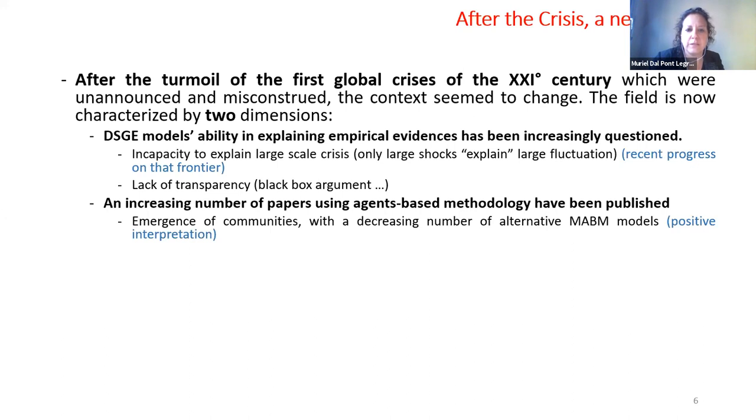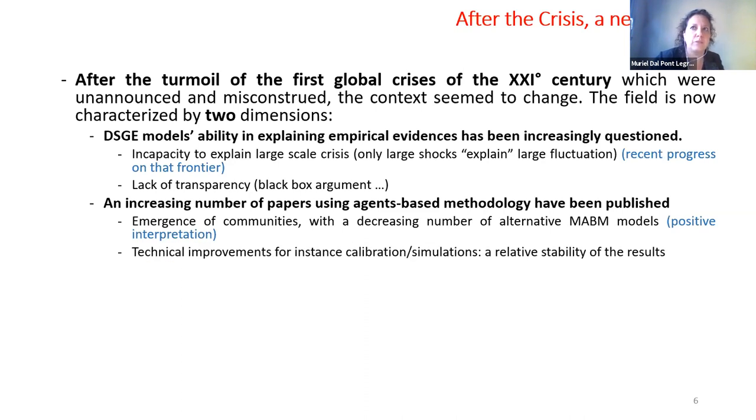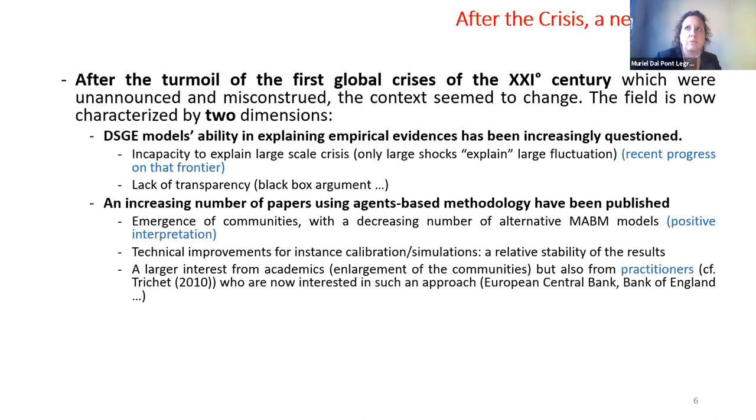And with the emergence of communities, we have a decreasing number of alternative competing models inside the group of macro agent-based. This is seen as a positive impact, because the fewer models you have, the more you can build on them, and then you have a core model and not a large variety, which led some people to think that with macro agent-based models, we can have too many sorts of results. In addition, we just spoke about that, there is technical improvement of estimation, calibration, and simulation. So better results, which are more stable empirically and which can be compared to what is obtained by DSGE models.